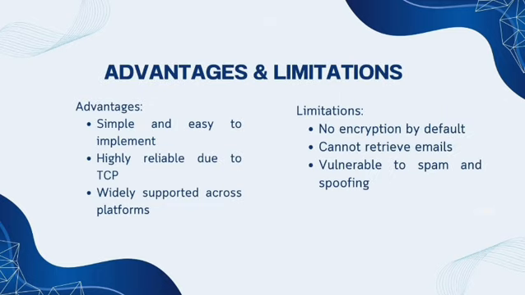So what are the advantages and limitations of SMTP? SMTP is simple and easy to implement. It is highly reliable because it uses TCP. SMTP is widely supported and works across different platforms and networks. These advantages make SMTP a universal protocol for email transmission. SMTP does not provide encryption by default. It cannot retrieve emails. SMTP is also vulnerable to spam and spoofing attacks. However, modern security extensions and authentication mechanisms help overcome these limitations.